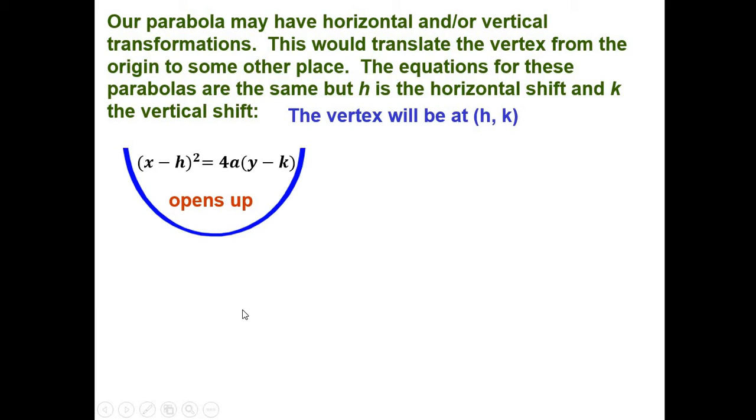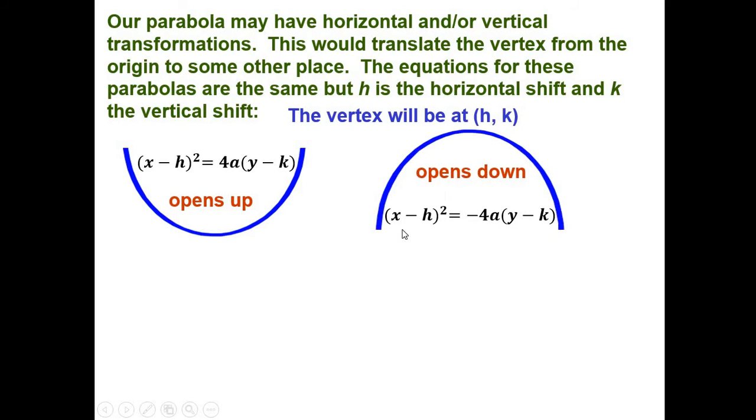So, if it opens up, this is the equation: x minus h quantity squared equals 4a times quantity y minus k. If it opens down, this is the equation: x minus h quantity squared equals negative 4a times quantity y minus k. So that's the only difference, the negative 4a and 4a. If negative 4a, it opens down. If positive 4a, it opens up.